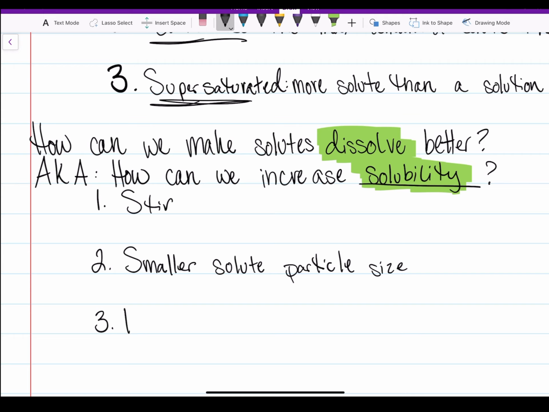And the last one is that we can add heat. So if you warm up a solution, you are increasing the distance between particles, and that creates more space for the solutes to insert themselves. Okay, so those are ways that we can increase solubility.